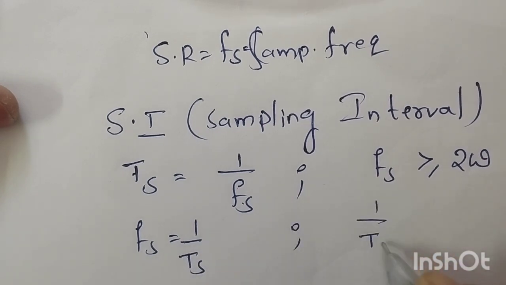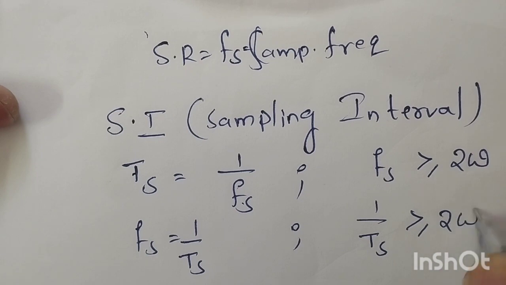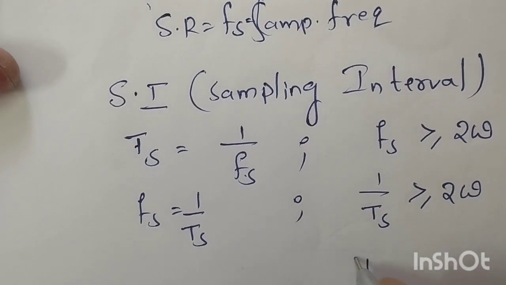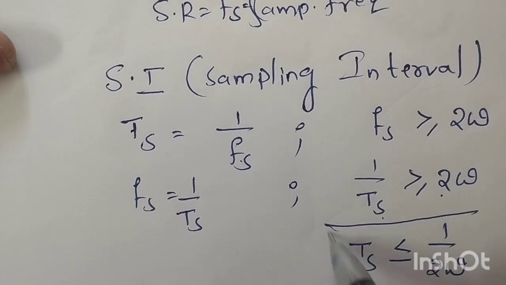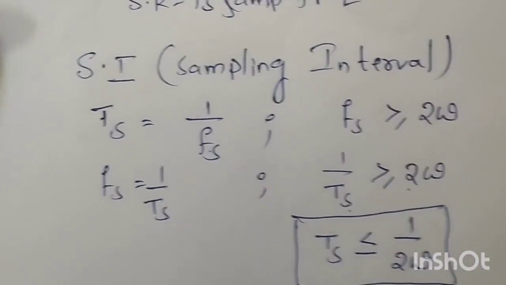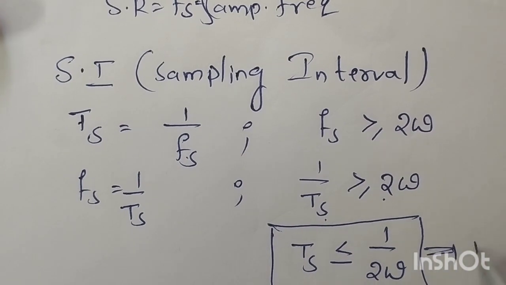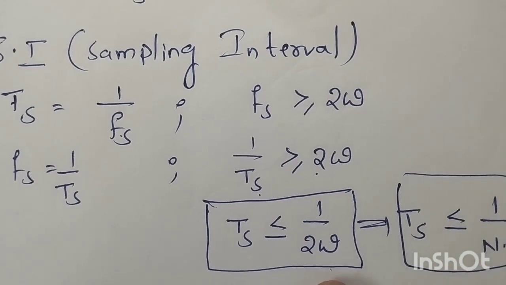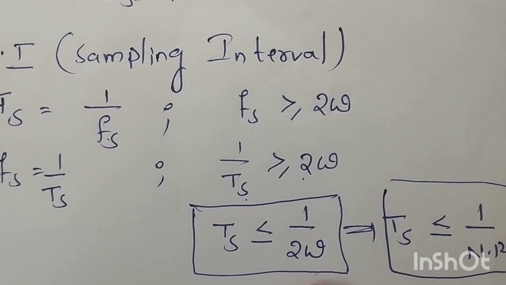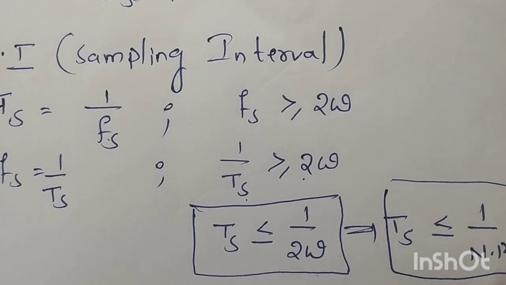So if I write 1 by Ts must be greater than or equal to 2 omega, then Ts is less than or equal to 1 by 2 omega. 2 omega is nothing but the Nyquist rate, isn't it? So the sampling interval must be chosen less than or equal to 1 by the Nyquist rate, which is twice the highest frequency component of the signal. Ts must be less than or equal to 1 by 2 omega, or Ts is less than or equal to 1 by Nyquist rate. Okay.